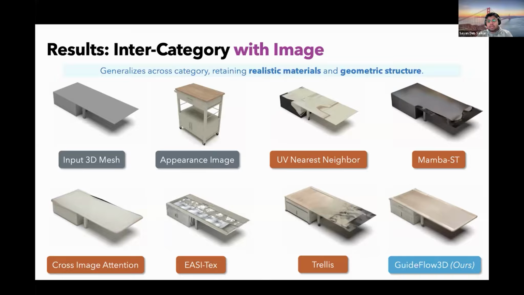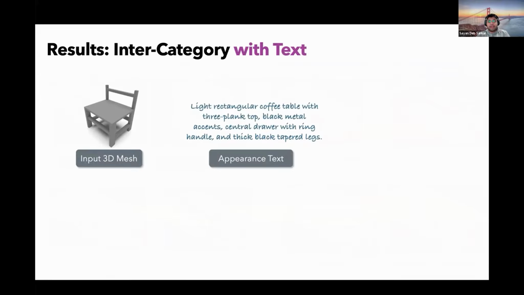And just to zoom out a bit, intercategory with text is basically very abstract. Essentially, if you have an input 3D mesh, which is a chair, and you have an appearance text, which is essentially of a coffee table, then what you're trying to do with stylization here is a very abstract semantics. You're trying to put the appearance of a table, which is defined with text, onto a chair. Can this really work out?